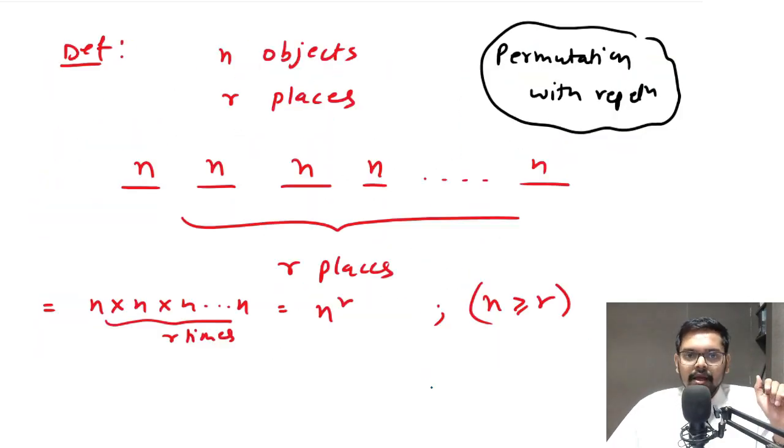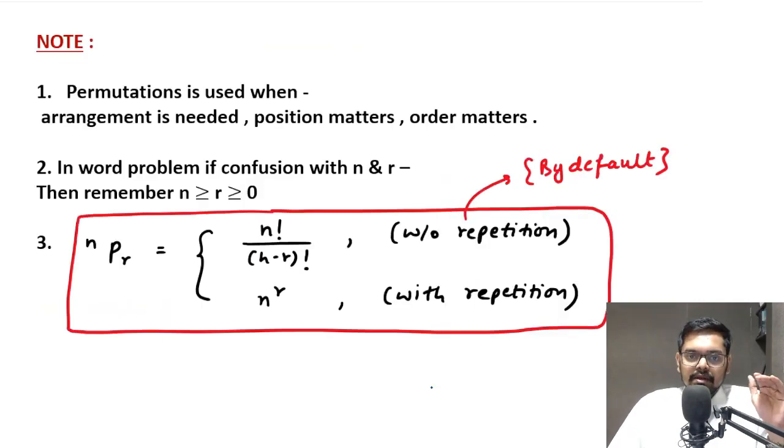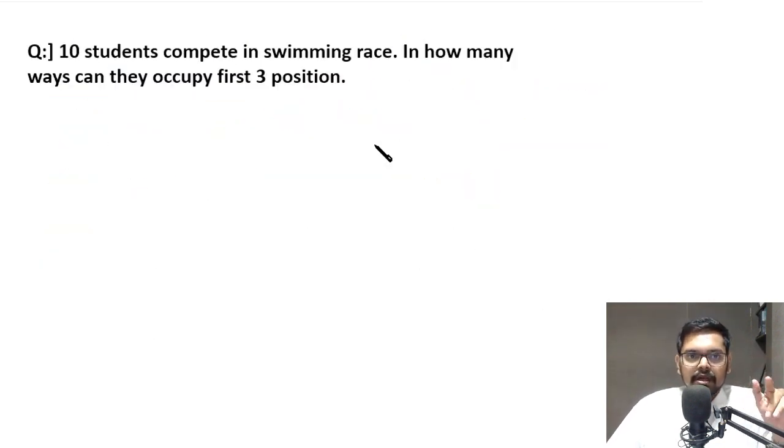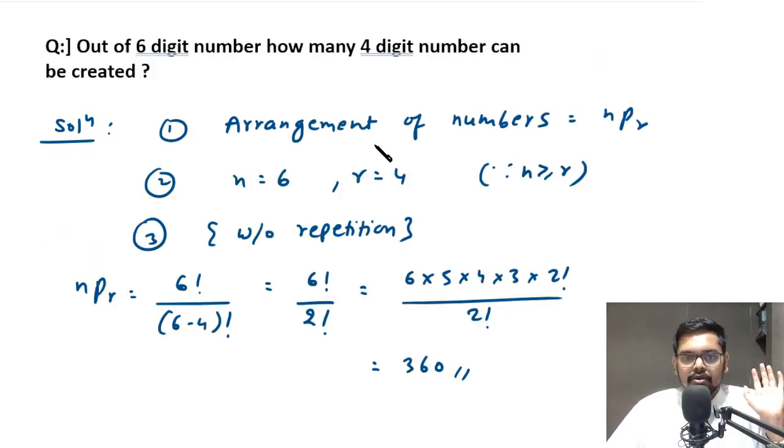Keep that in mind. Then you have seen the 2 formulas: read the question and then use the formula. If nothing is mentioned, it is without repetition. If you have confusion about who is n and who is r, n is top, r is bottom, n should be big, r should be small. And whenever position matters, order matters, straight away use nPr, like this question. Here also, since first position, second position, third, rank, position matters, order matters.